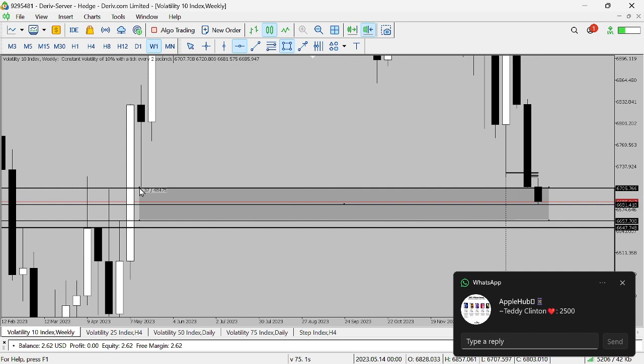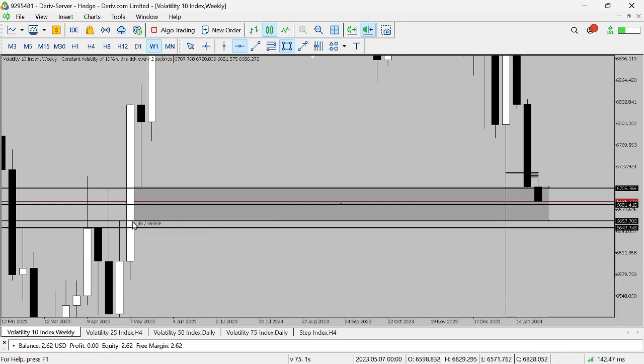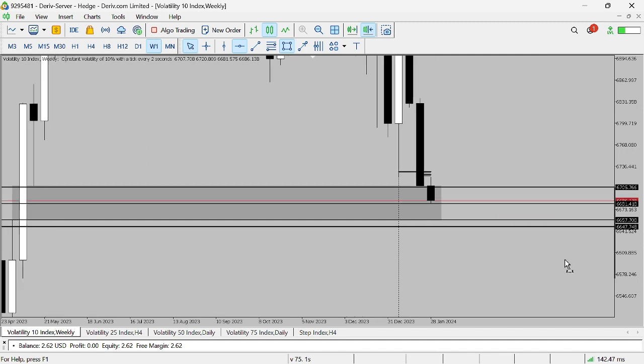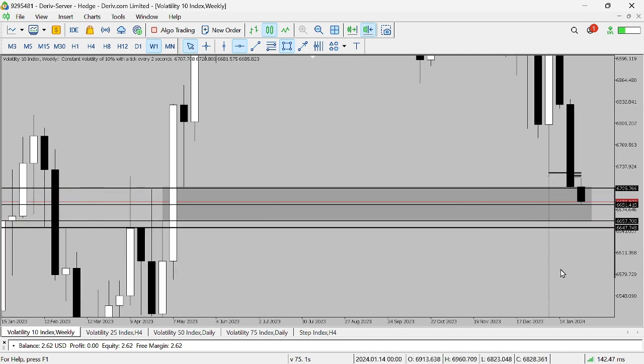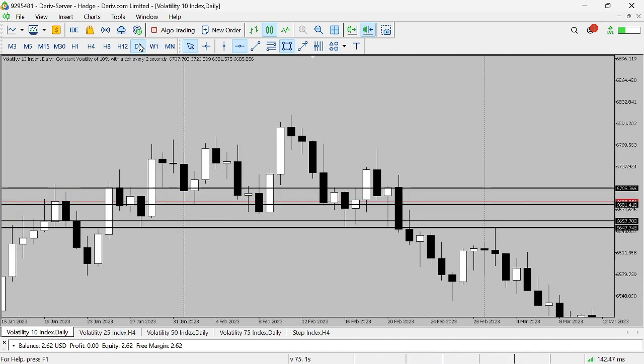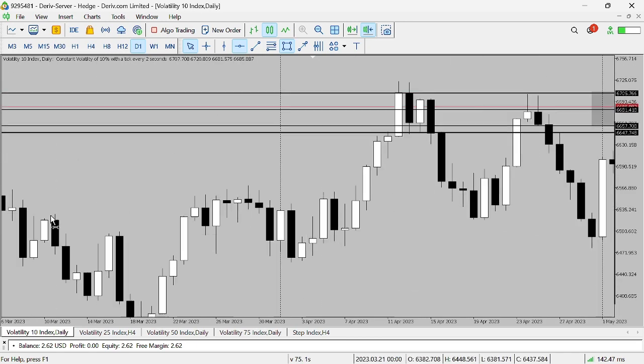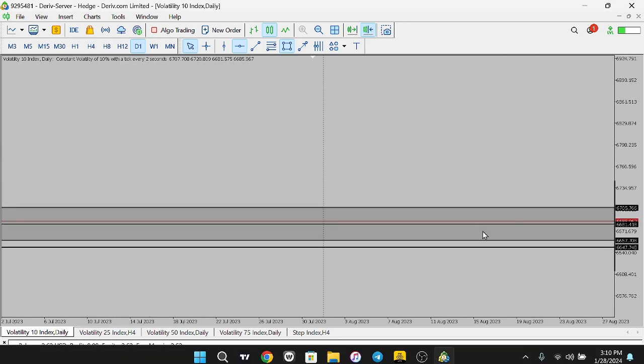This candle. I hope you can see it now. So that's a weekly fair value gap right there. 50% can reject price. So that's one level that we can have a possible reaction from.